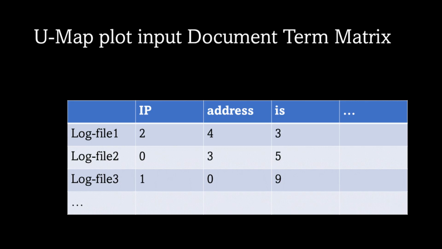Log file 1 contains the term IP 2 times, the term address 4 times, and the term is 3 times. Log file 2 does not contain the term IP, but the term address appears 3 times, and the term is appears 5 times. Log file 3 contains the term IP once, does not include the term address, and has the term is 9 times.